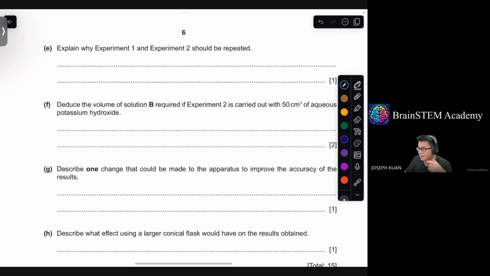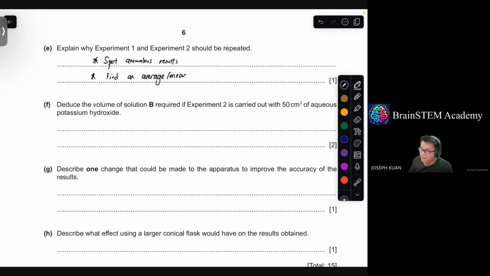Well, there's actually two main reasons why we do that. One is that it allows us to spot anomalous results, weird results. Other than that, it also improves the accuracy by allowing us to find an average. Okay, or you should say that it is a mean.